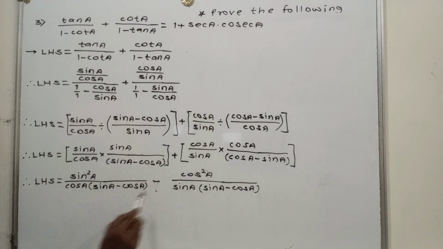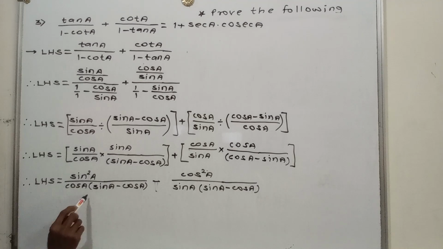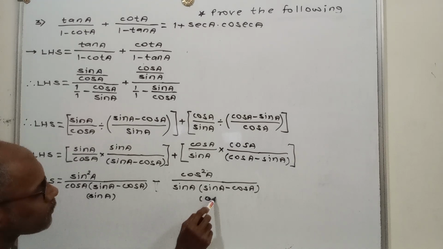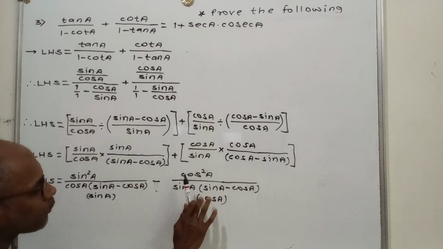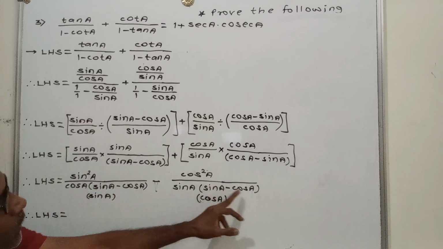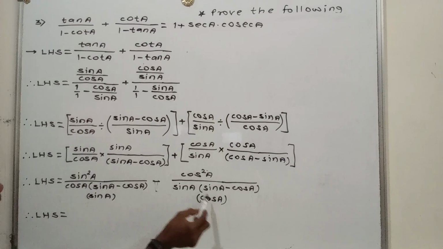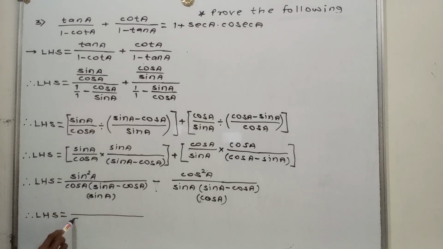Now we equate denominators because here sin A minus cos A, sin A minus cos A, but here sin A and here cos A. Therefore we multiply here by sin A and we multiply here by cos A. We have equated denominators by multiplying here by sin A and multiplying here by cos A. Therefore, our denominators here: sin A into cos A into this bracket, sin A minus cos A.